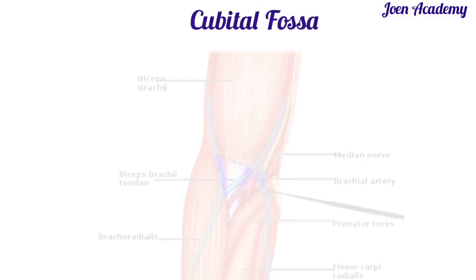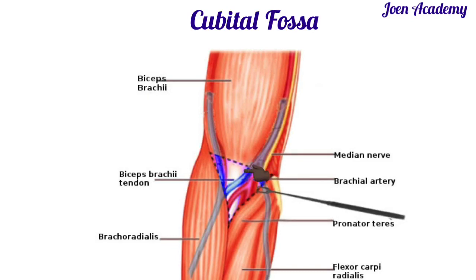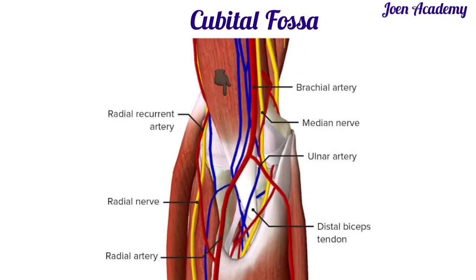The cubital fossa is a small triangular area located on the anterior surface of the elbow, with the apex of the triangle pointing distally. It serves as a transition area between the anatomical arm and the forearm and conveys several important structures between these two areas.